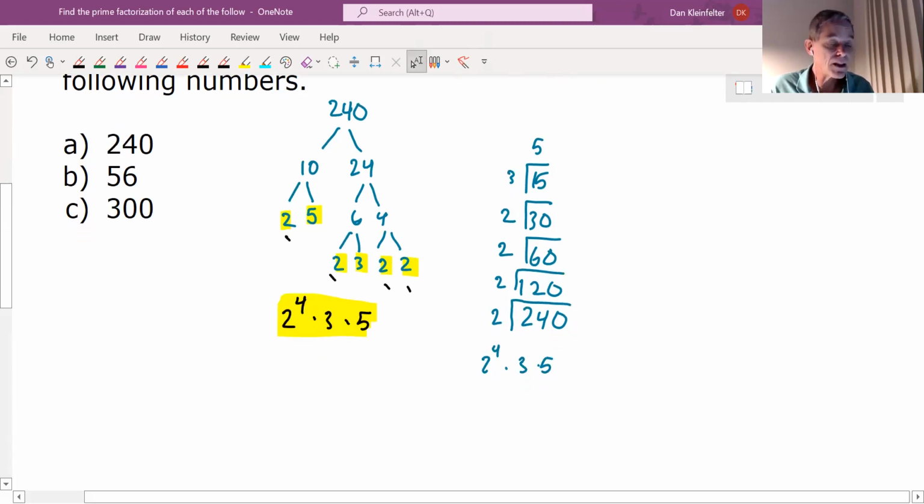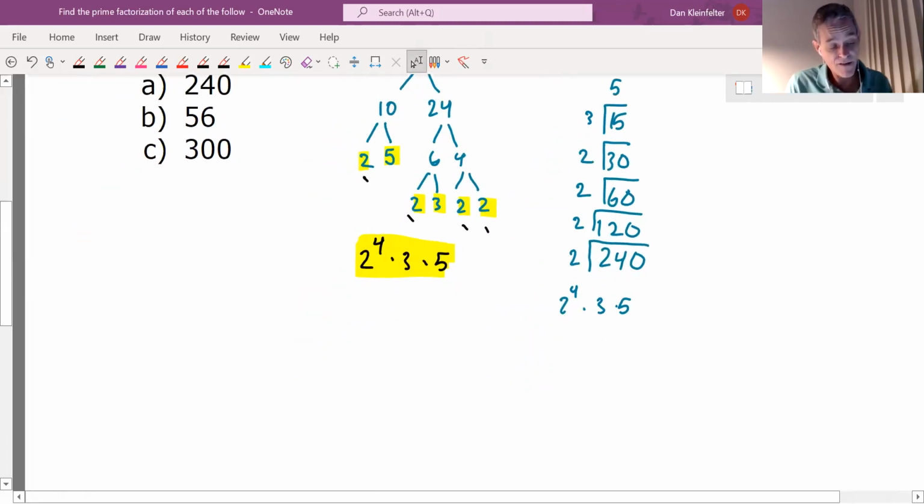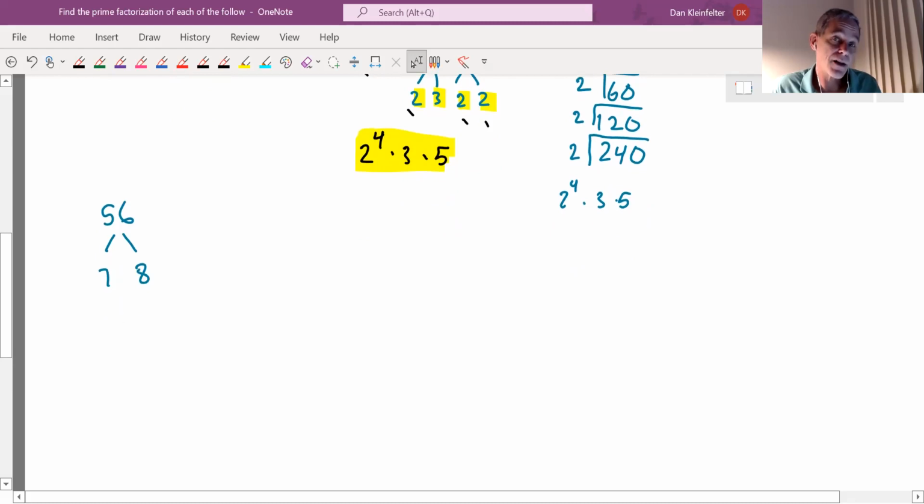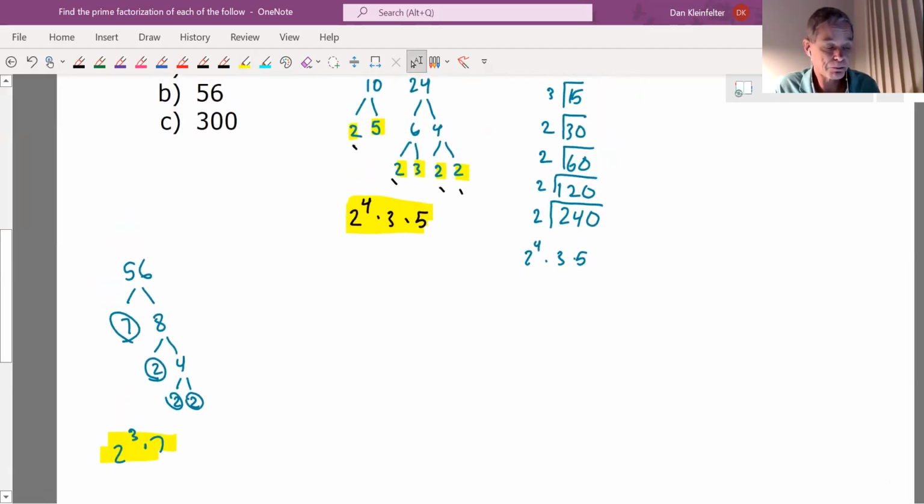Okay, let's try 2 more of these. We have 56 and then 300. So let's try 56 next. 56 is 7 times 8. Okay, 7 is prime, so we're done with it. 8 is 2 times 4, and 4 is 2 times 2. So there's 1, 2, 3 factors of 2 and a 7. So 2 cubed times 7. And that's the end of 56.